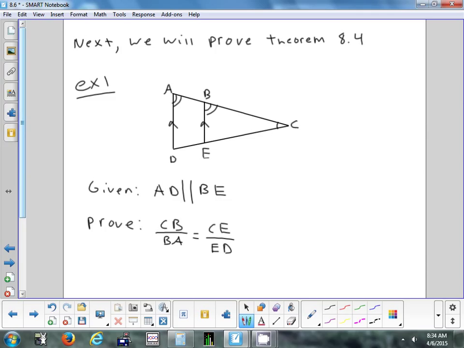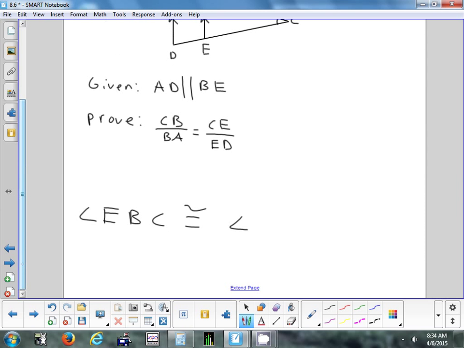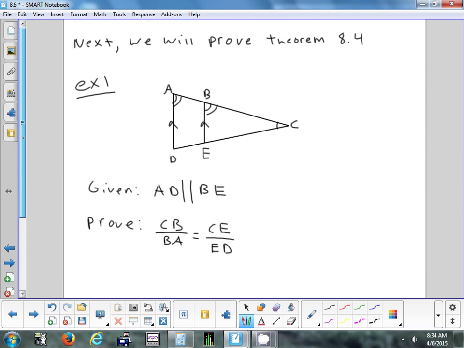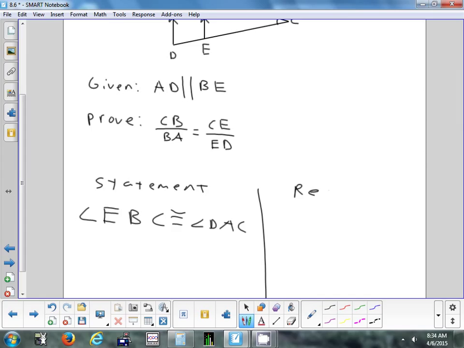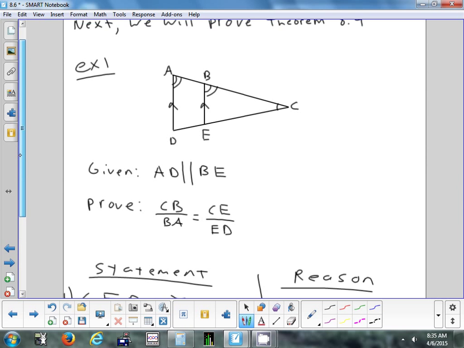Good. DAC. Right, we got two parallel lines cut by a transversal. Corresponding angles are equal. Well, I'll write this as a statement reason proof. Angle DAC. Let me write it a little smaller. Statement. Alright, so that's our first statement. First reason. Does anybody remember the name of that?